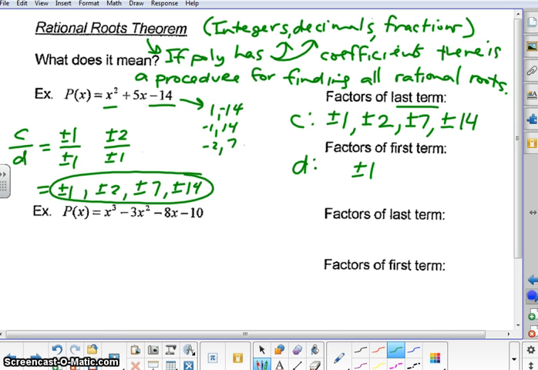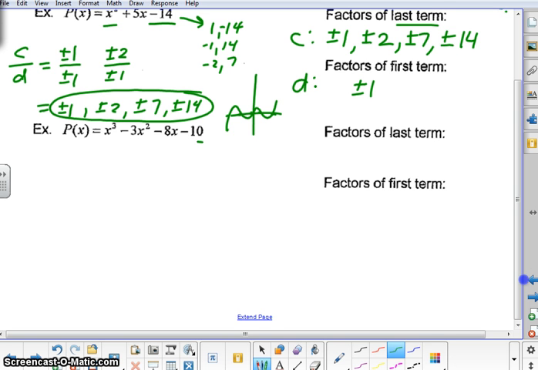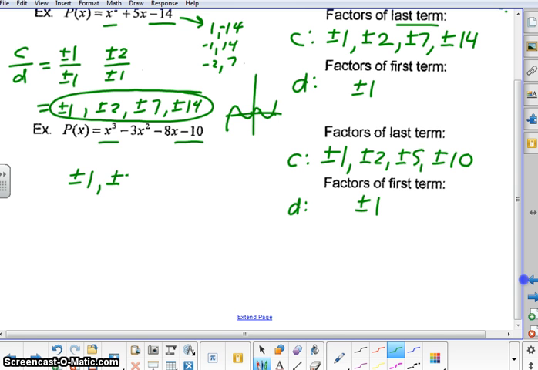So what this tells you is that these are all 8 possibilities of where a graph could go through the x-axis. Okay? So that's not a picture reference to that. Just an idea. Okay. Now for the next one. Factors of the last term is negative 10. So we can include plus or minus 1, plus or minus 2, plus or minus 5, and plus or minus 10. And then the first term is 1 again. So that's going to be plus or minus 1. Here's our C numbers. Here are our D numbers. And if you divide them, these are all the possible rational roots.